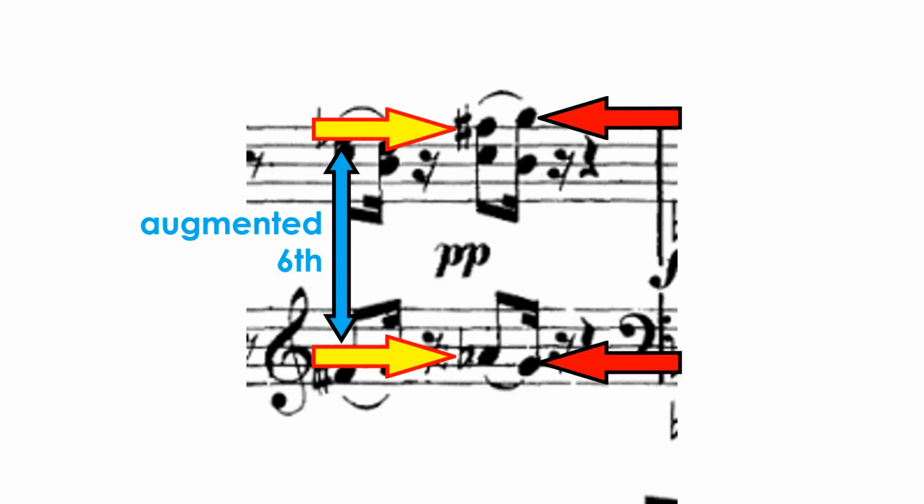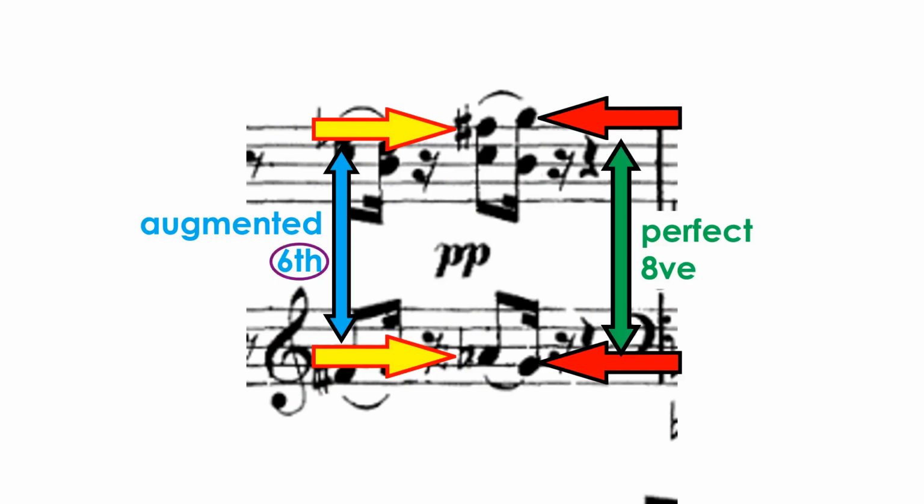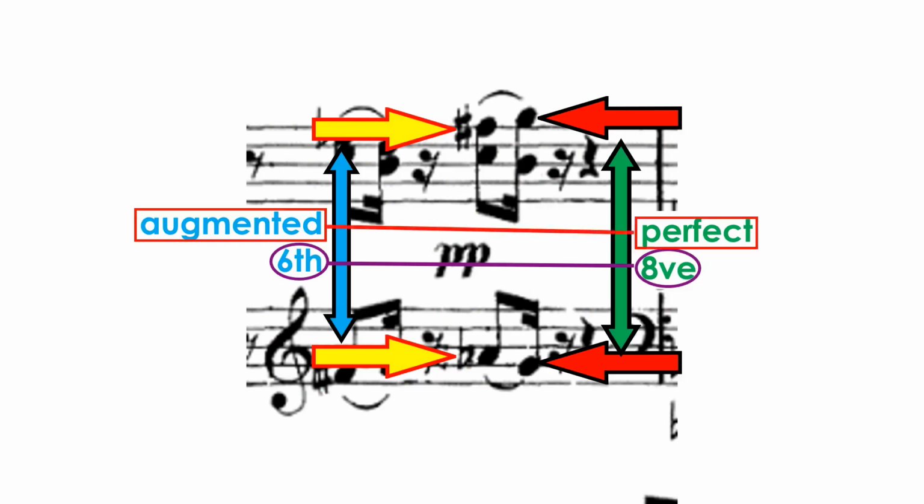Now let's look at this pair. This outer interval is an augmented sixth. Look at what's next. A perfect octave. In this pair, the interval number has increased from a sixth to an octave, and just like before, the quality has shifted towards a stable, perfect one. This is what I like to call directionality.